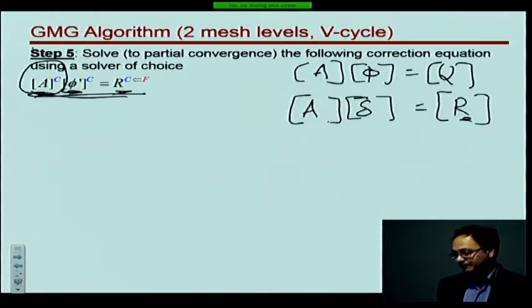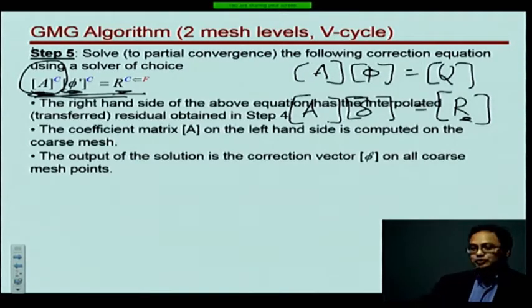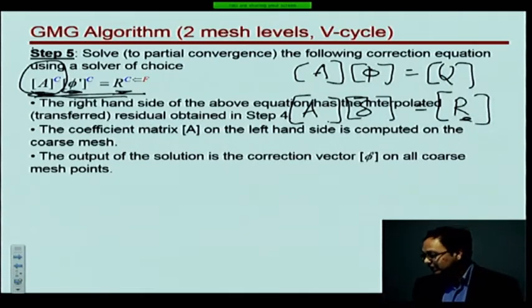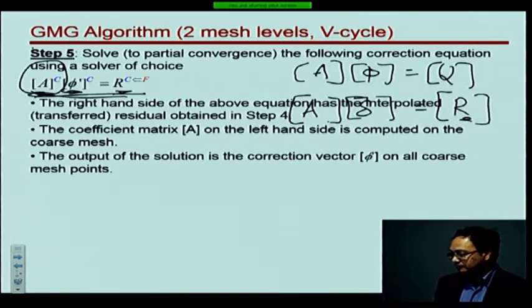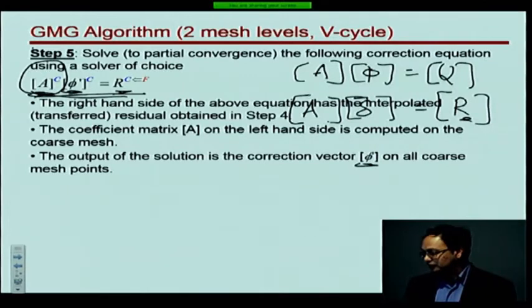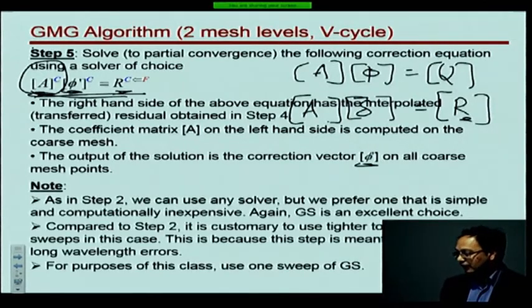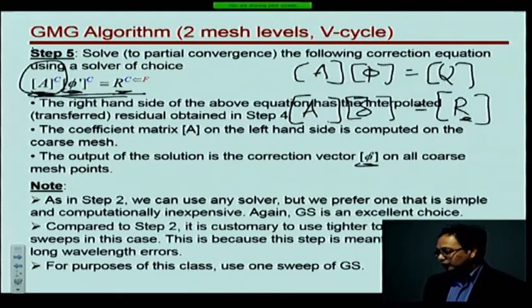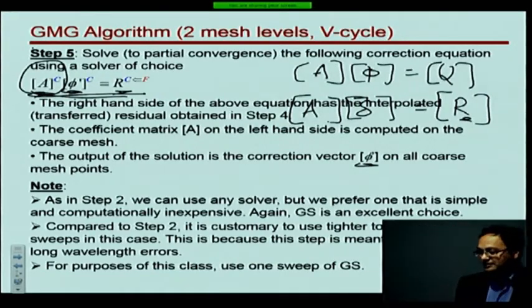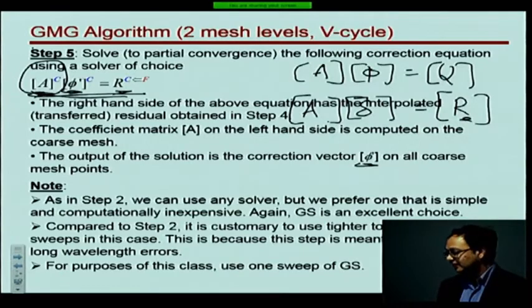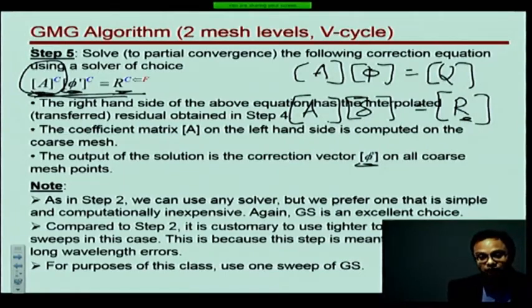I'll get back to the solution of this in the next slide in a little more detail, but for now let's just say we know how to solve this. So the output is this correction on all the coarse mesh points. And as in step 2, we can use any solver, but we prefer one that's simple and computationally inexpensive. And again, we use Gauss-Seidel here. Now, I want to make a point here that although Gauss-Seidel is the best method for the solution in step 2, it is not the best method in this step.